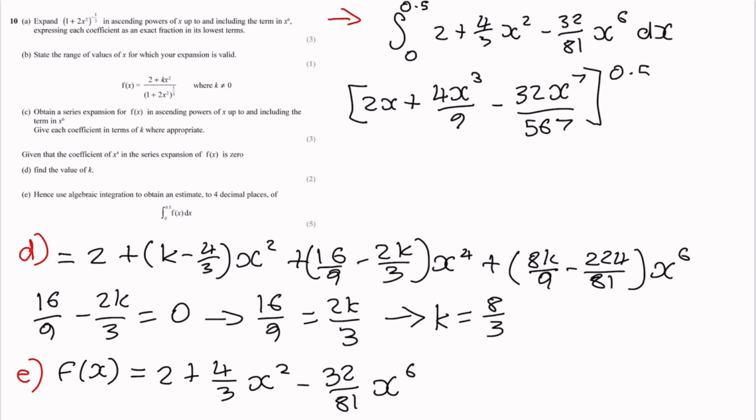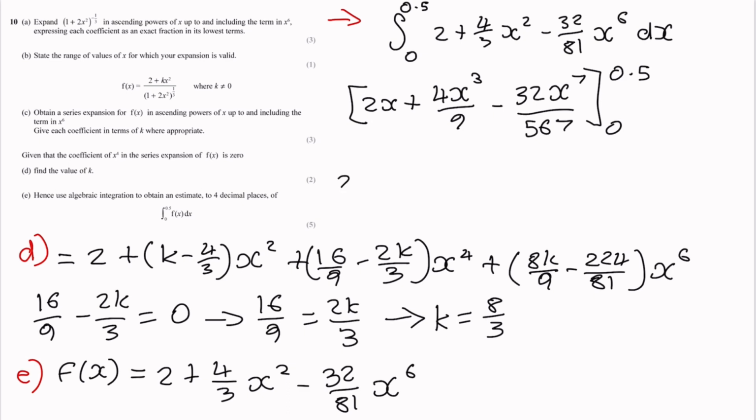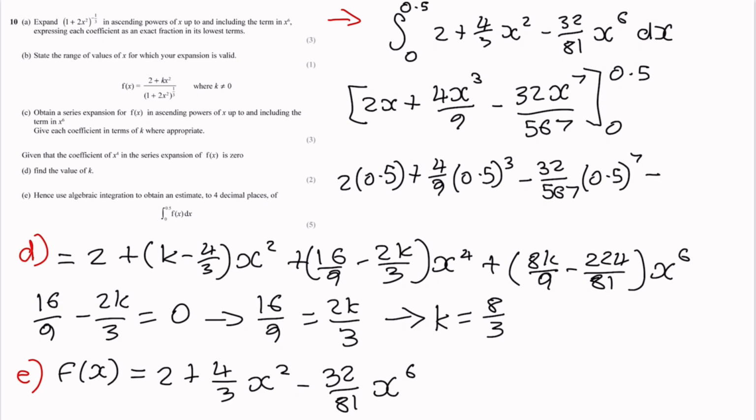and 0. Now if I substitute 0.5 into this, I get 2 times 0.5 plus 4 over 9 multiplied by 0.5 cubed, subtract 32 over 567 multiplied by 0.5 to the power of 7, and then I need to subtract the expression with 0 substituted in, but if I substitute 0 into each of these terms, I will get 0, so I just need to subtract 0, so I won't write that down, and this is equal to roughly 1.0551.